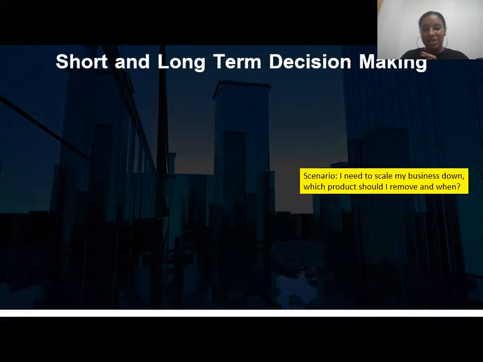Now, in this scenario, I need to scale my business down. Perhaps I don't have enough time anymore. Perhaps I've got something going on at home and I need to step back from my business a little bit, or my premises is closing down and I need to move to a smaller premises. I need to scale my business down. Which product should I remove and when?